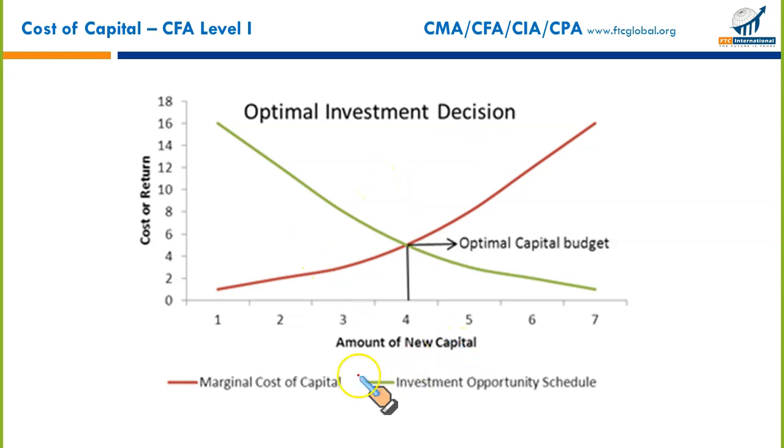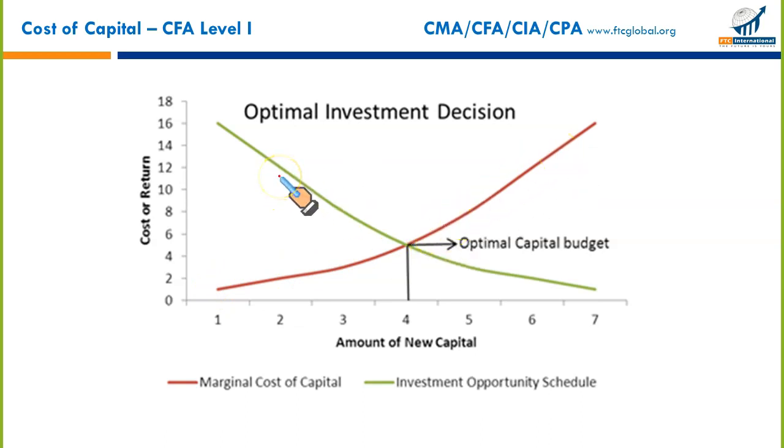As you can see, on the x-axis we have amount of new capital. On the y-axis we have cost or return. First consider this red curve. This is the marginal cost of capital. Every additional capital will cost you more. Every additional capital cost goes up and up, because the risk of the fund provider goes up. That's why the required rate goes up as well. So the marginal cost of capital is an upward sloping curve.